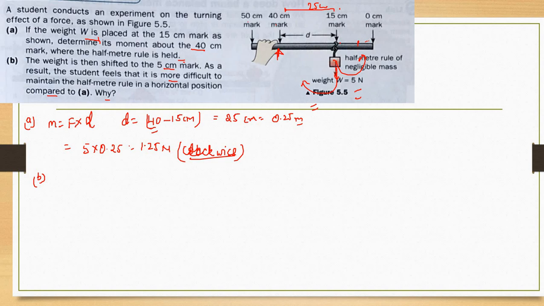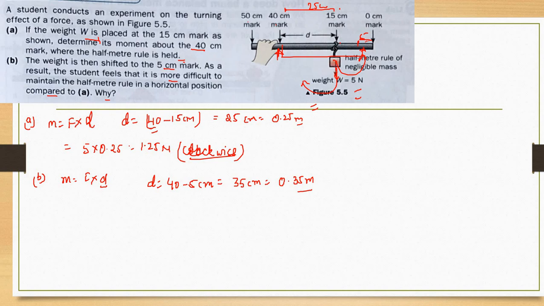So now the moment is equal to force into d. Okay, so what will your d be now? You have to figure out d, if you have moved to the 5 centimeter mark. So total distance from here to here, how much? It will be 40 minus 5 centimeter, which is 35 centimeter. If you convert to meter, it will be 0.35 meter. So this is the distance. Distance is always very important. If this calculation is wrong, your other data will be wrong.